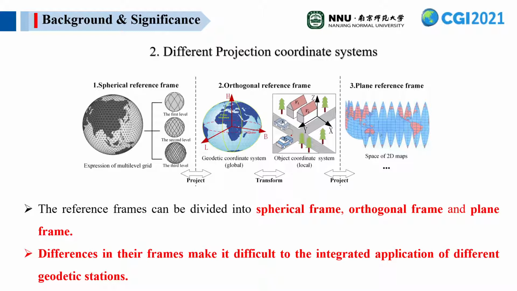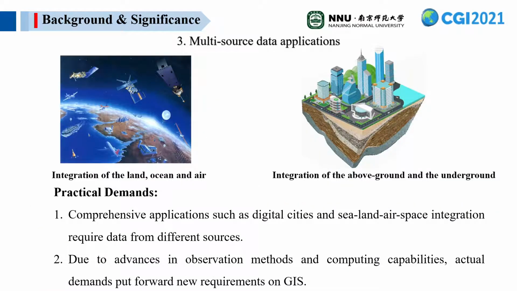Differences in the frame make it difficult to integrate the application of different geodetic stations. Comprehensive applications such as smart cities require data from different sources. Due to advances in observation methods and computing capabilities, practical demands put forward new requirements on GIS.